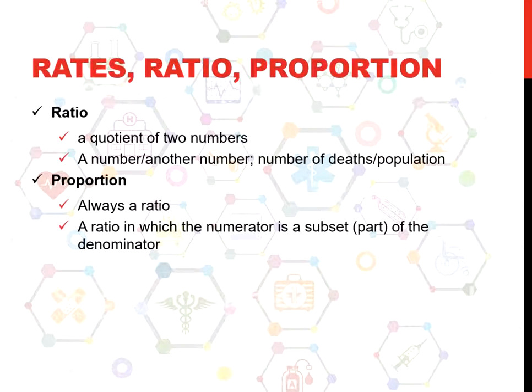Proportion. So proportion is always a ratio. So ratio siya, kumbaga higher level na ratio. So this is a ratio in which the numerator is a subset or part of the denominator. So yung numerator mo is manggagaling siya sa population na denominator mo. So for example, ang ratio muna natin is yung ratio ng lalaki sa babae. So female over male. So magkaiba yung population niya.